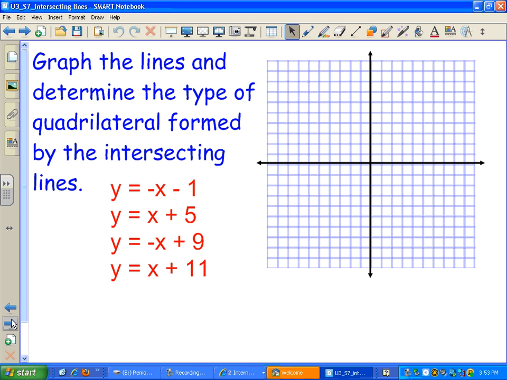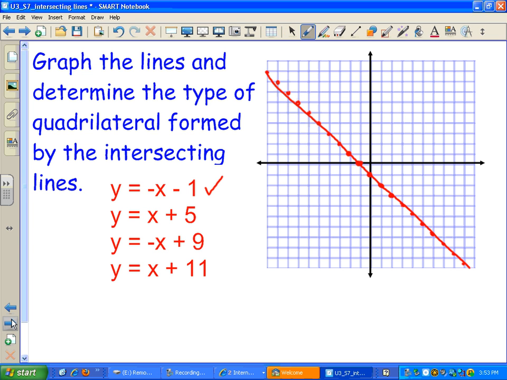So let's graph that first line. Y equals negative x minus 1. So my y-intercept is a negative 1, and the slope is also a negative 1. So I go down 1 and to the right, down 1 and to the right, or I can go up 1 and to the left. I'm just going to continue plotting as many points. So there is that line.